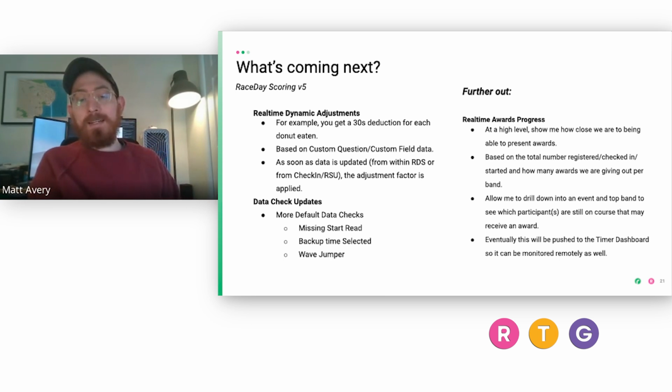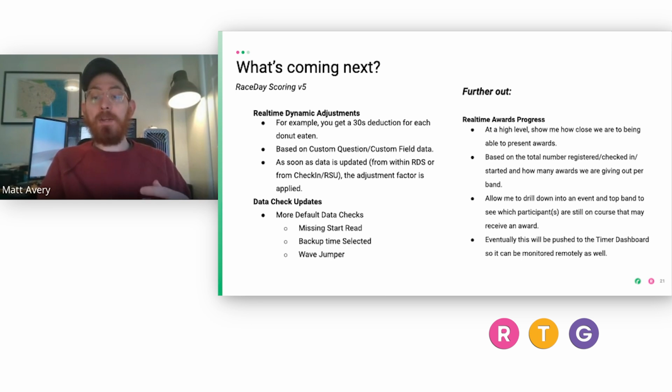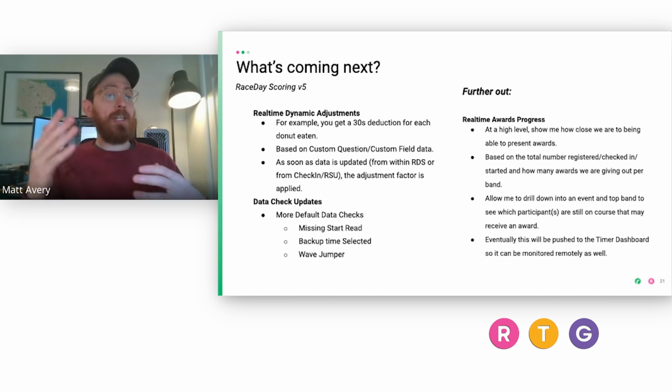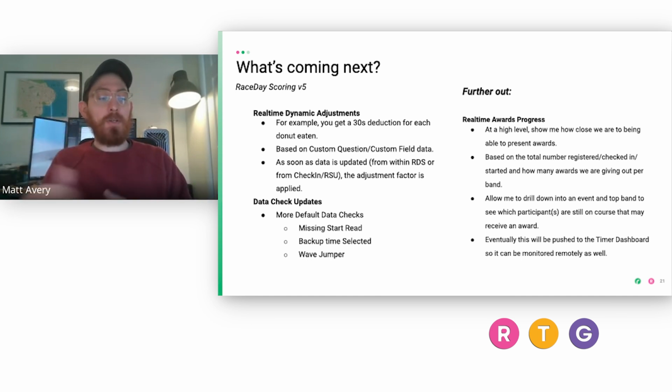And so the idea is, based on the total number of registered, checked in, or started, how many awards are we going to give out per band? Let me drill down into an event and see which participants are still on course that may receive an award. Basically, we'll give them that summary level data at a high level, but then they can drill down into it as well. Eventually, this data is going to be made available on the timer dashboard, and then eventually we can make it a public page. So you'd be able to share this link with a race director, and they'd be able to see, hey, I'm 90% full, and within this band, I'm waiting on two 80+ women or something like that.